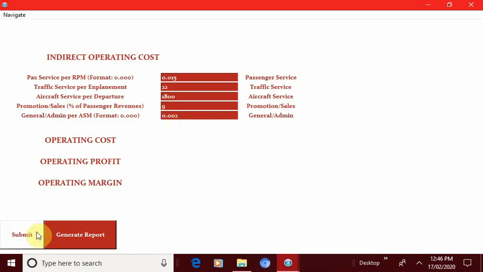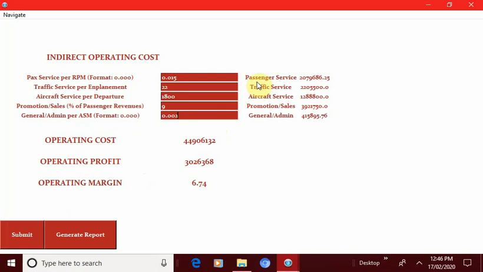When I click on the submit button, the figures for passenger service and all the service figures will be calculated based on this input. At the same time, operating cost, operating profit and operating margin will be calculated. So we'll hit the submit button, and here it is, and you can see the calculations for passenger service figures and other figures we have input. Operating cost is calculated, operating profit, and this is the operating margin 6.74.